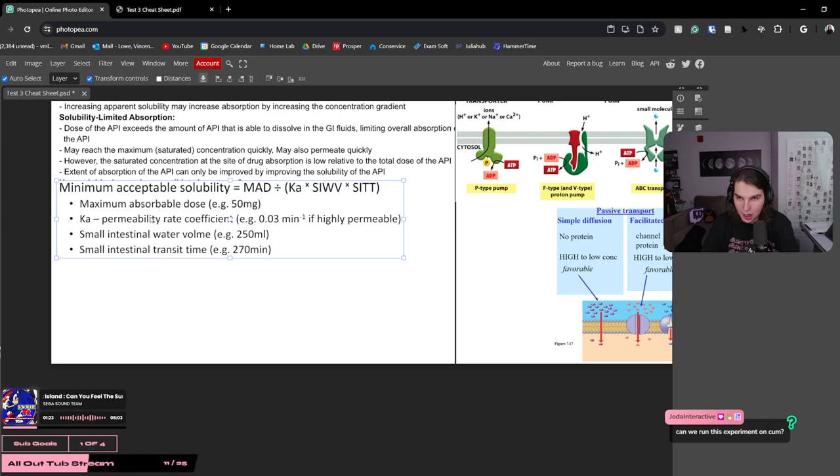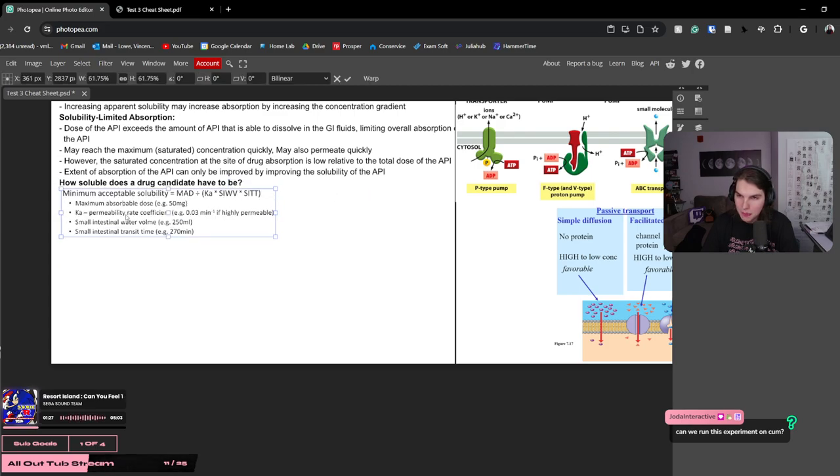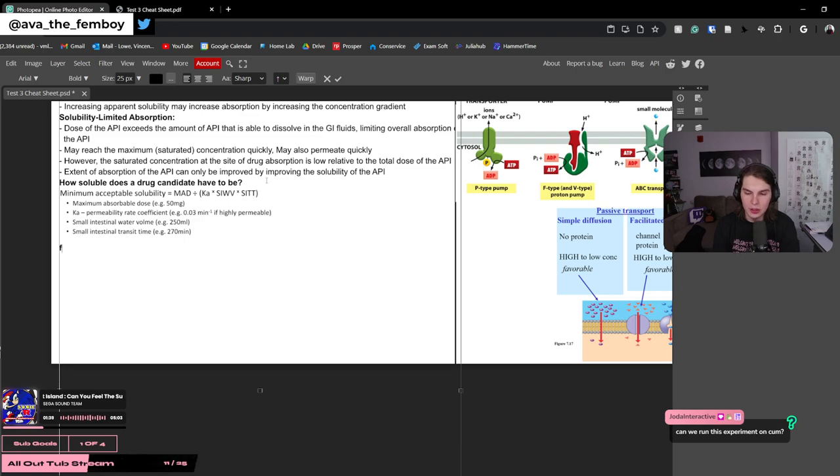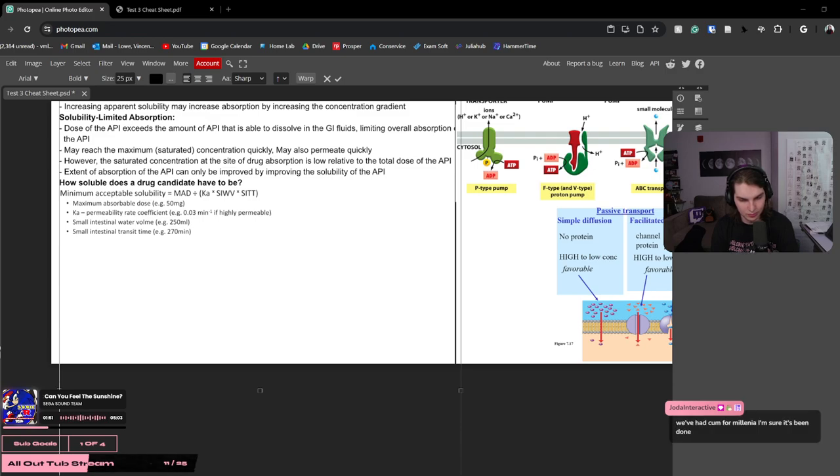Can we run this experiment on cum? I'm sure this has actually been done before. I think you're joking, but I'm pretty sure that is something that could be done. I don't know, though, because that's a different field of mine. It's not really a drug. I'm pretty positive it's been done, especially for in vitro fertilization. Chat, they're asking about deadlines now. I'm asking about price, chat. HODL. Okay, cool.